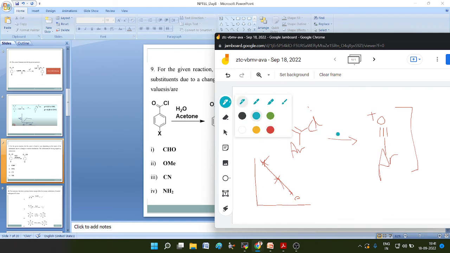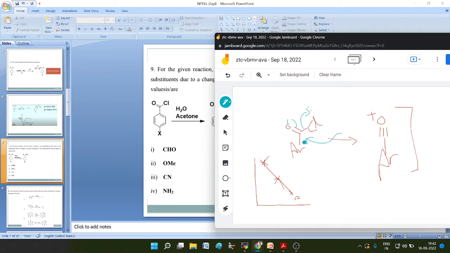the normal, previous situation, that water will attack here, and then there will be tetrahedral intermediate formation. Don't forget to make the tetrahedral intermediate. I'm not drawing it. And then there will be an intermediate, and then Cl will leave. So when you go to an electron withdrawing group, the mechanism itself is getting changed. There is no longer formation of carbocation. There will be a different mechanism.